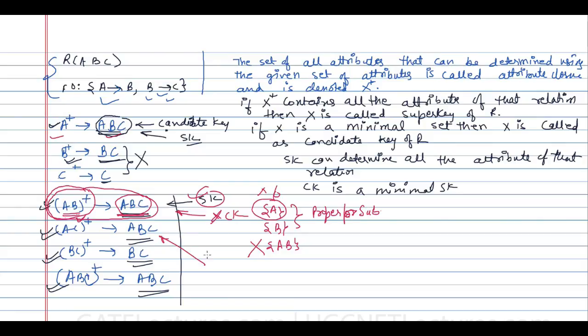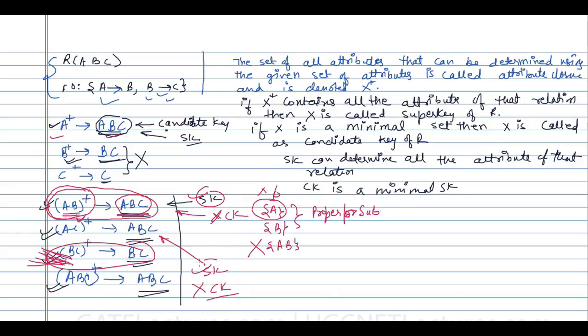In the same way, sorry, I made a mistake. This is not a key because it cannot determine ABC. Sorry. So here this is a super key, it is not a candidate key. In the same way, this is a super key, but it is not a candidate key.